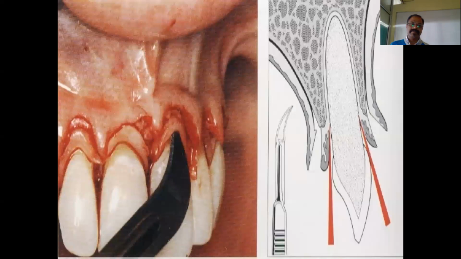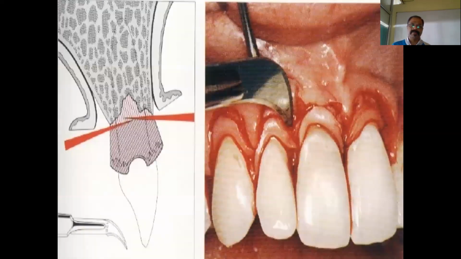Now, as I said in the previous slides, your first incision and your second incision produce a V-shaped wedge of tissue. Basically, this contains the pocket lining. So this is the clavicular incision. You see here a number 12 blade is inserted into the crevice and moved all along the tooth surface. So this is how the blade is oriented. This is your first incision, this is your second incision. This creates a V-shaped wedge of tissue which contains the pocket lining along with the granulation tissue as well.